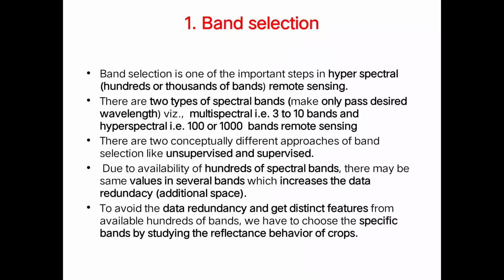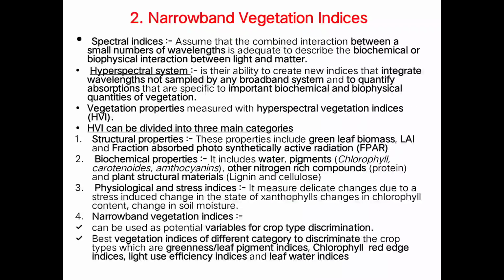To avoid the data redundancy and get the distinct features from the available hundreds of bands, we have to choose the specific bands by studying the reflectance behavior of the crops.